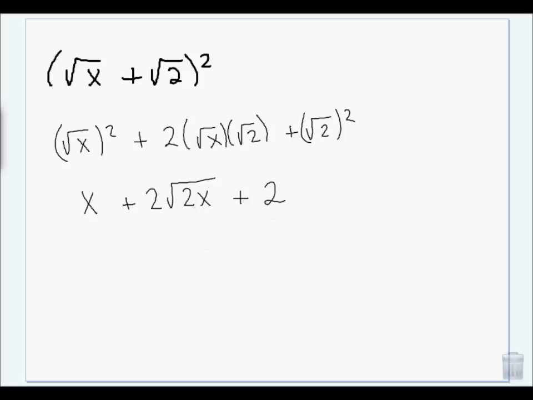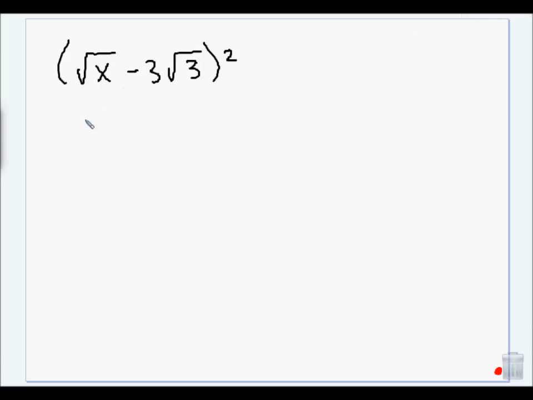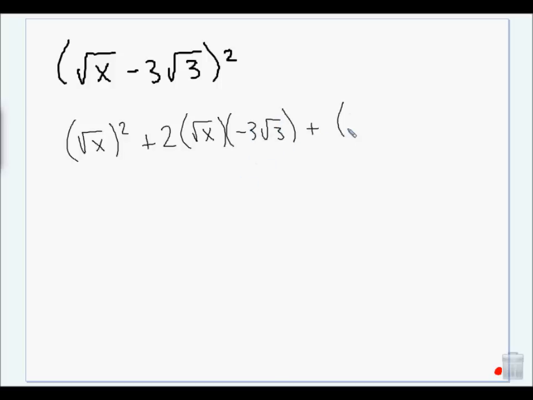So what did you do again? Shortcut it. So I'm going to take this first term, square, 2 times the first term times the second term, plus the second term squared.